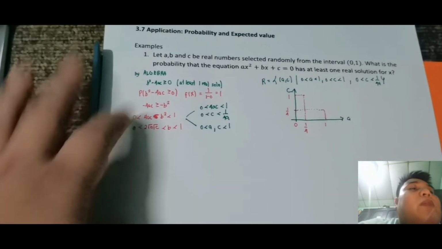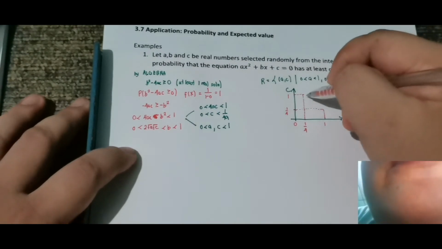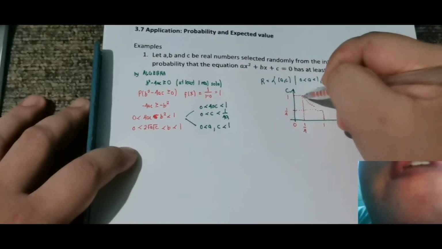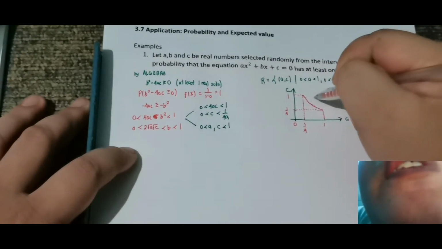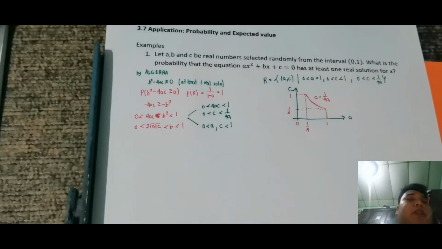Hindi pa. Bakit? Meron tayo tinatawag na C. C is less than or equal sa 1 over 4A. So pag ginrap mo siya, ito yung itsura niya. So parang curve na pa ganyan. So this is C is equal to 1 over 4A. Okay, so now, yan yung boundary.